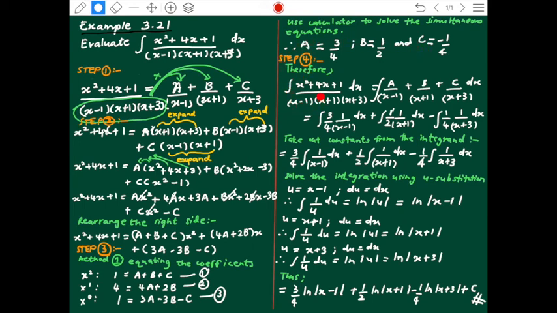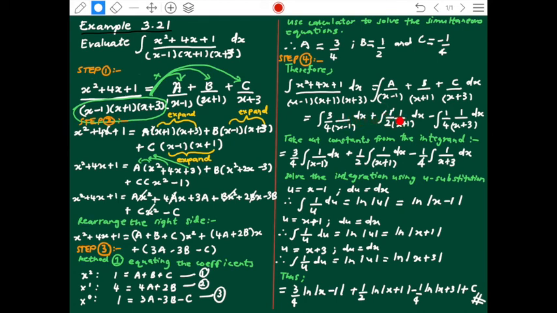Now for the last step, which is to get the integration of the original question here, what you need to do is plug back each constant into their respective partial fraction components. Okay, so here I have written it down. A is 3 over 4 times 1 over x minus 1 dx.